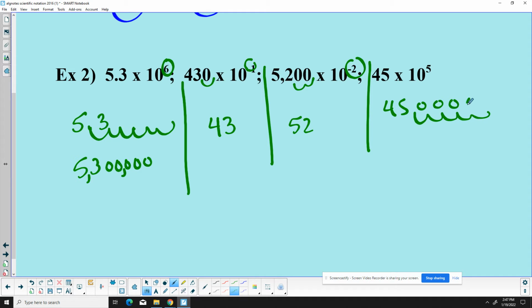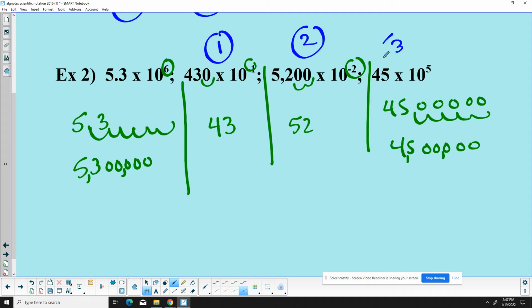1, 2, 3, 4, 5. So a 45 with 5 zeros. So like that. So you can tell based on the regular numbers that we know how to look at that this is my first one, the least. That's my second. This would be my third, and my last one would be this one, the 5,300,000.